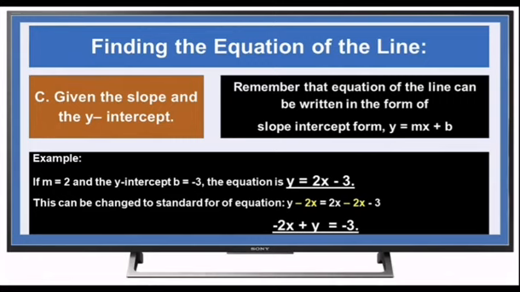This can be changed to standard form of equation: y minus 2x equals 2x minus 2x minus 3. So negative 2x is added to both sides. That's why we get negative 2x plus y equals negative 3 in standard form.